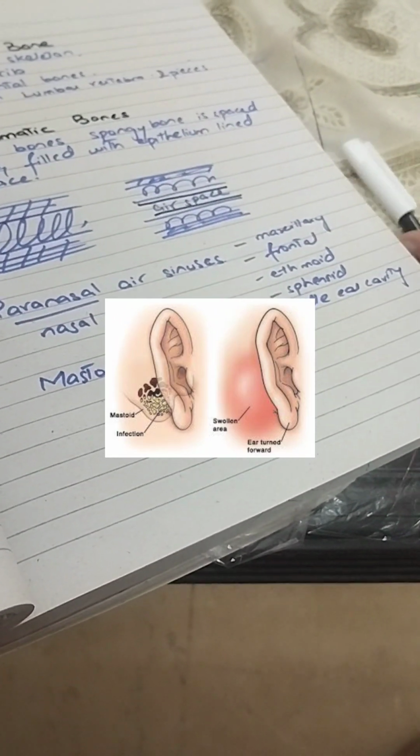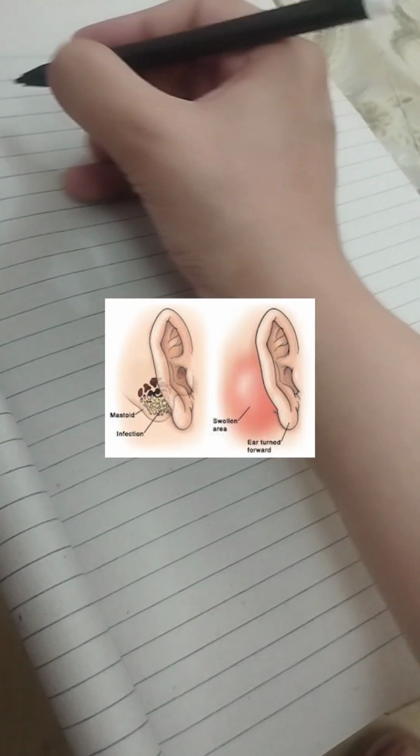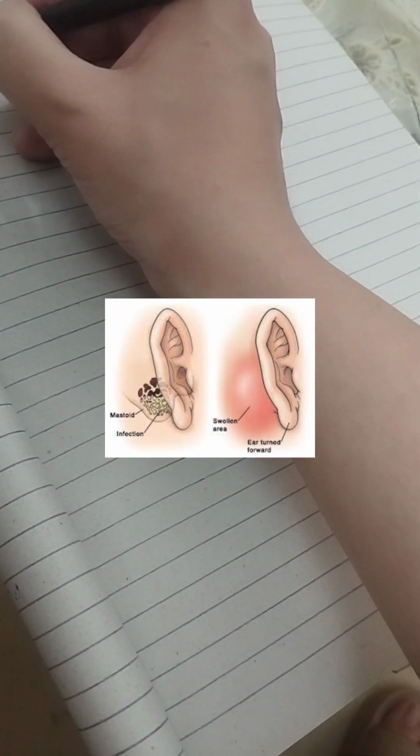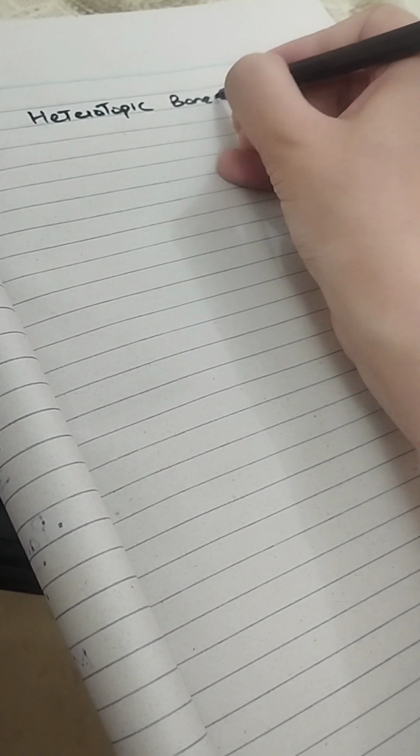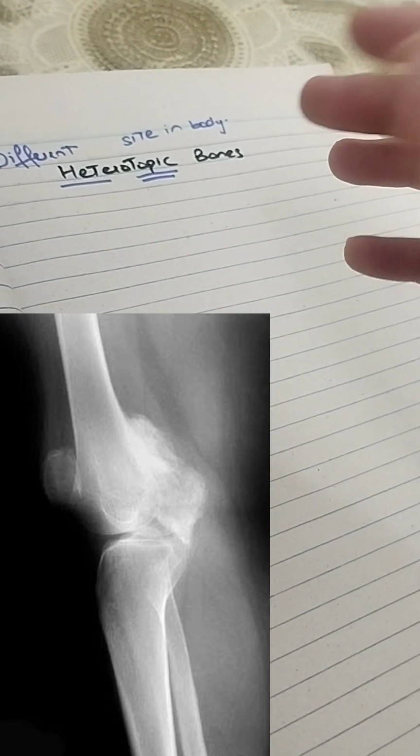Then you have the next classification, which is Wormian bone. But before studying Wormian bone, we are going to study heterotopic bones. Heterotopic bones are those bones. You need to remember the word topic is for site in the body, right? And hetero is for different. So heterotopic bones are those bones that are present at a site in the body where they are not usually present.